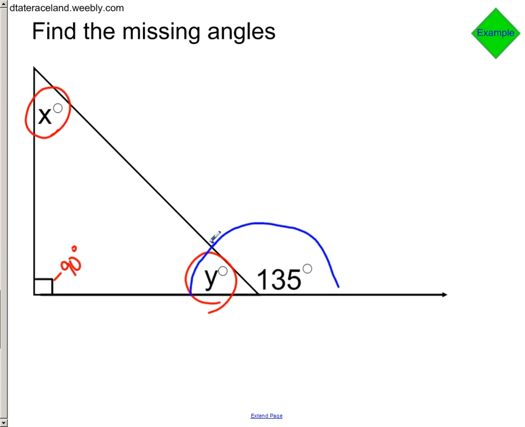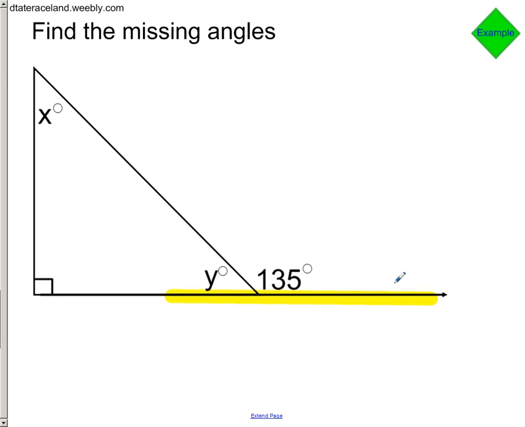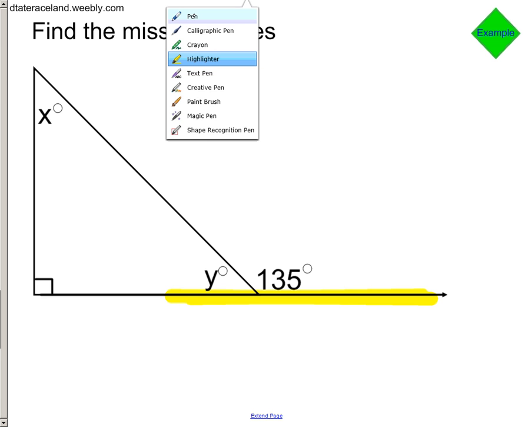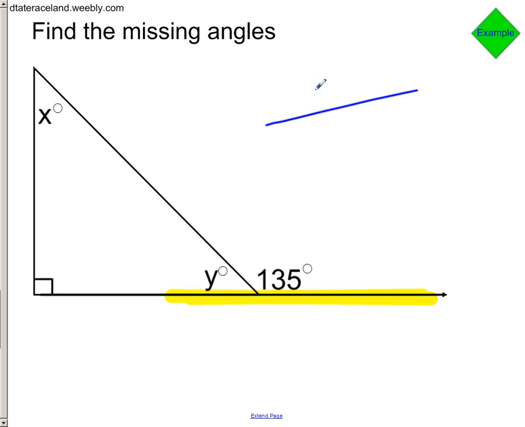And you notice I drew this arc right here, and that's trying to represent the 180 degree arc that you see at times. But if you're having a hard time seeing that, let's just highlight this line. What do we know about the measurement of a straight line? Well, last video we talked about it being 180 degrees. A straight line is 180 degrees. Okay, so we know that.